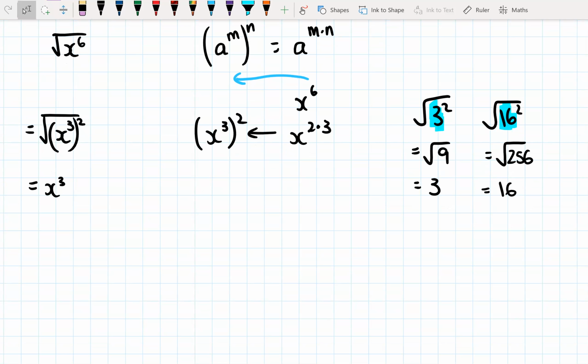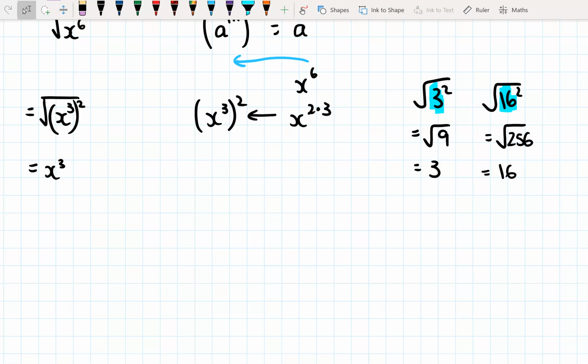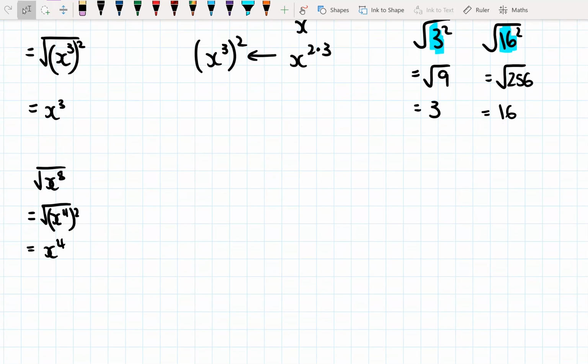So let's try another one. If we have the square root of x to the power of 8, that can be written as the square root of x to the 4 squared. Now we've got the squared outside the brackets, so we can just write down what's inside the brackets, which is x to the power of 4. This is how these ones work.